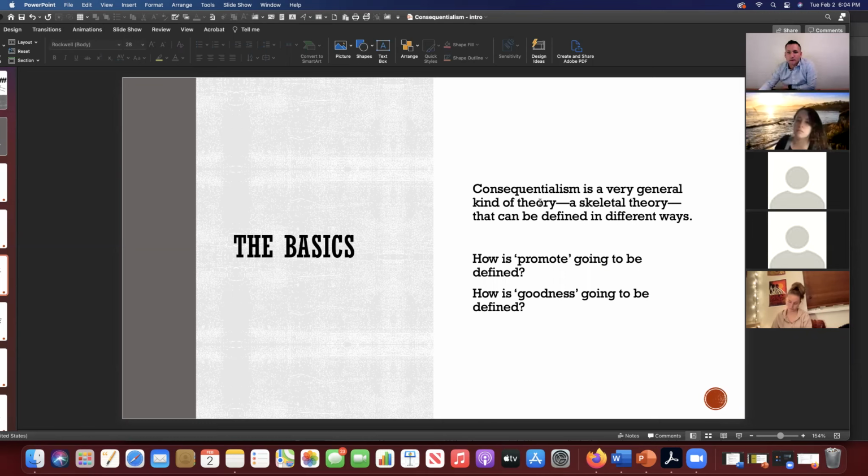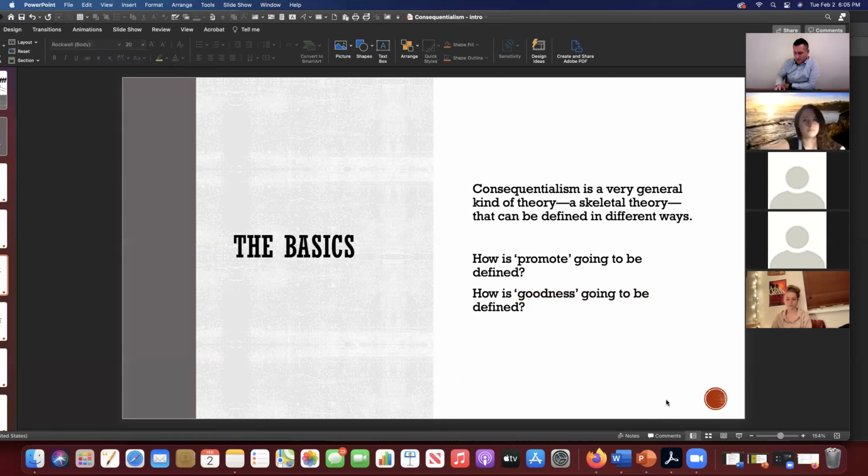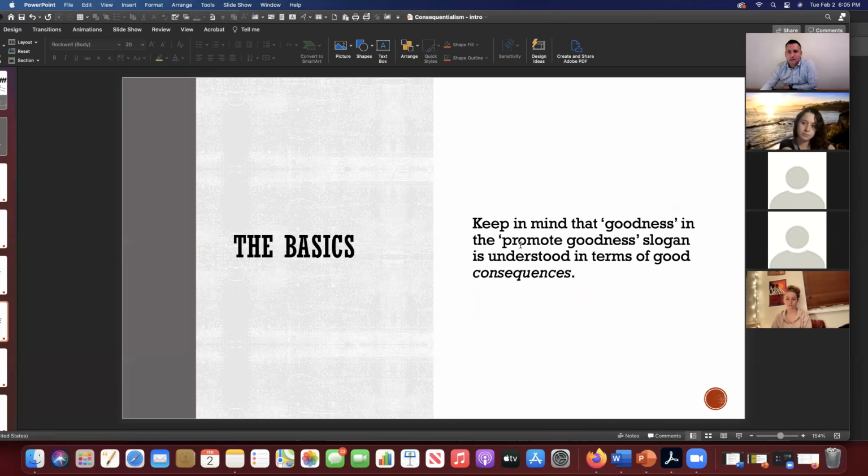And initially, the kind of consequentialism that we develop will be in part determined by how we define promote and how we define goodness, or how we define good consequences. Think about the theory, it's called consequentialism for a reason. So presumably what's going to count as right is going to be related to good consequences, and what's wrong will be the absence of good consequences, or even bad consequences, as the case may be. Okay, so again, keep in mind that goodness in the promote goodness slogan is understood in terms of good consequences.